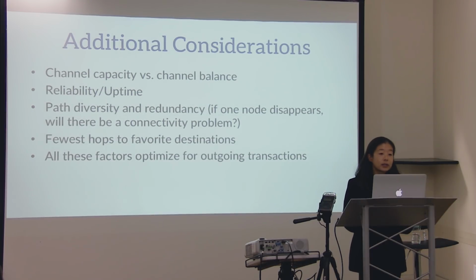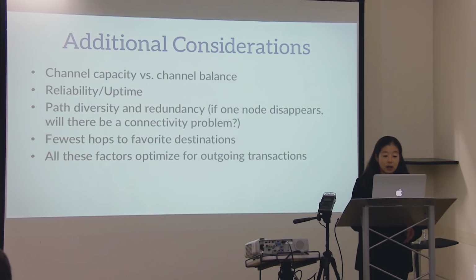So the Autopilot only takes into account how many channels, or the nodes with existing channels. But there are a lot of other considerations that a node maybe can't take into account, or doesn't currently take into account, that should be a factor when choosing whom to open a channel to.